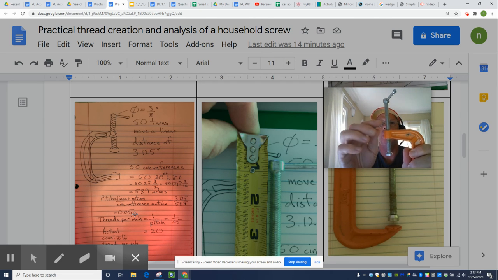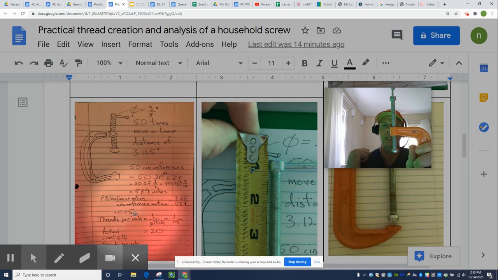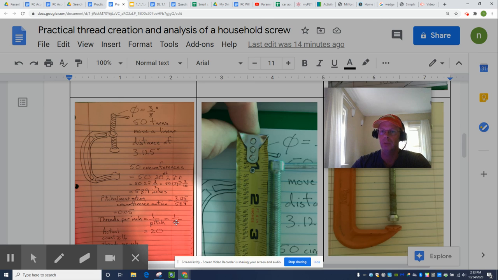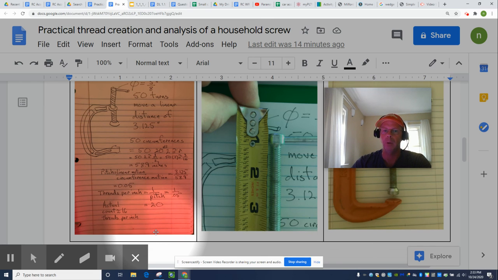Again, I don't really have the proper tool to measure this pitch. Measuring a 20th of an inch in between these threads would be kind of tricky. I do have a fancy set of calipers at school, but the inverse of pitch is the threads per inch. And so the inverse of 0.05 is obviously 20. So I predicted this to have 20 threads per inch.